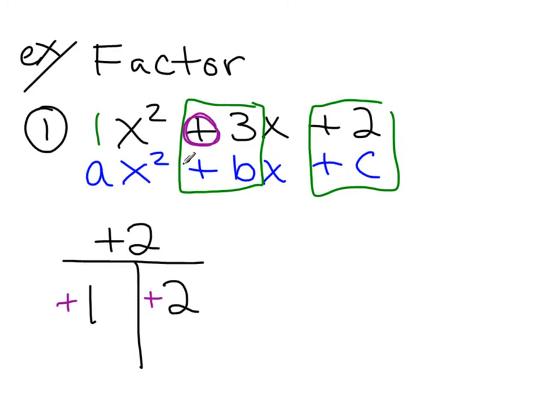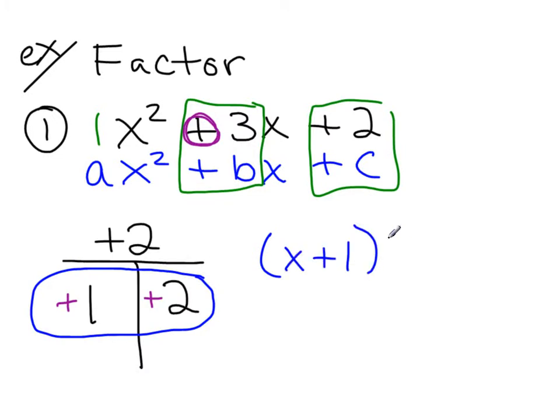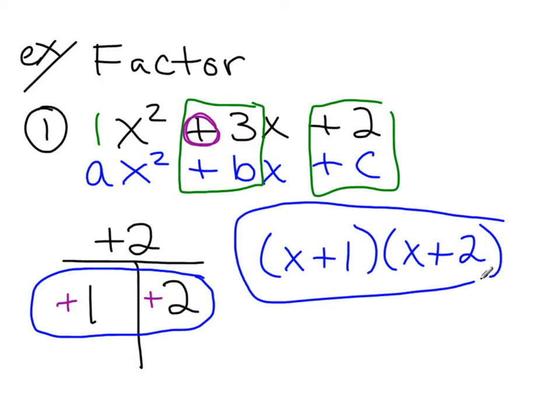And now we find the factors that add up to the b term. And sure enough, 1 and positive 2 add up to 3. So we'll have x plus one factor times x plus the other factor. And that's it. We've factored the trinomial. Now, that of course seems ridiculously nice. So let's see another one, a little bit more challenging, hopefully.